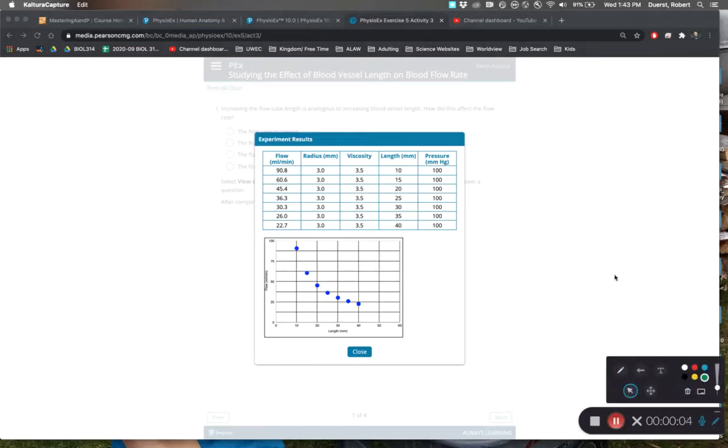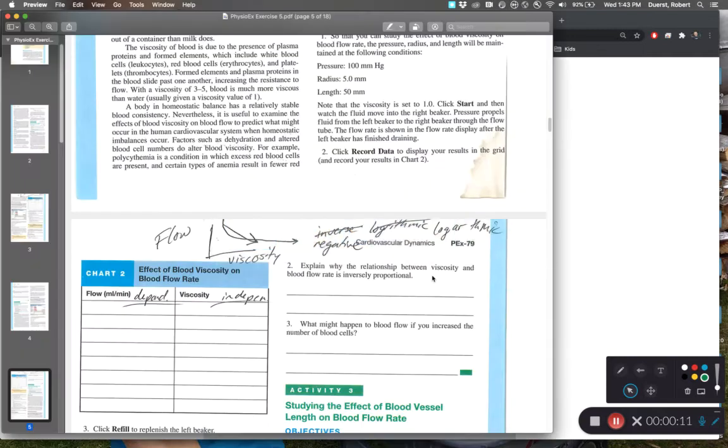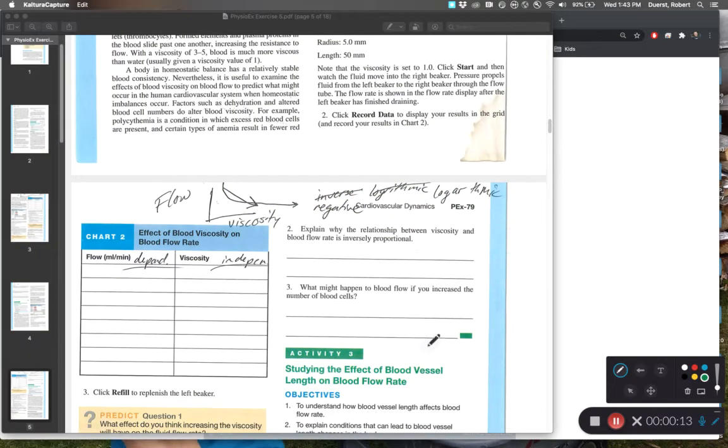Hi class, in this recording we are focusing on PhysioEx exercise number 5, activity number 3. This activity is going to be focusing on studying the effect of the length of a blood vessel on the flow rate of the blood vessel.